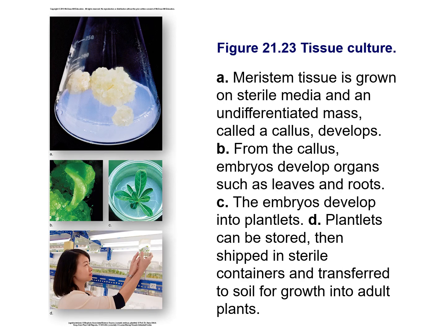So here's what it looks like in tissue culture. They take this undifferentiated mass over here, this kind of globular stuff. That's called a callus. And from the callus, they can then develop the right organs. They can develop leaves, roots. They can make little plantlets, and they can be stored and shipped and then transferred into soil to become full plants later. So this is something we've been doing a lot with our farming and food techniques.